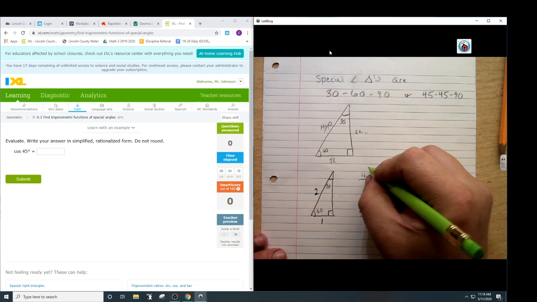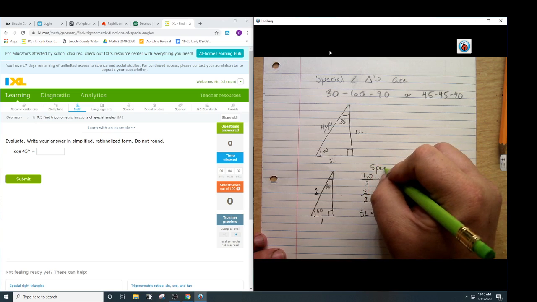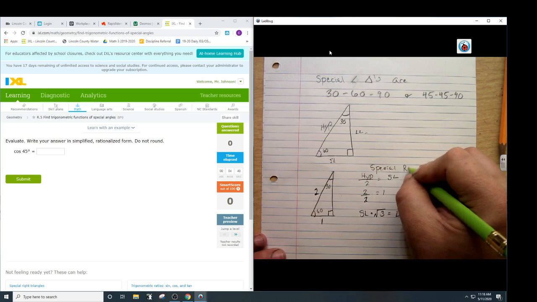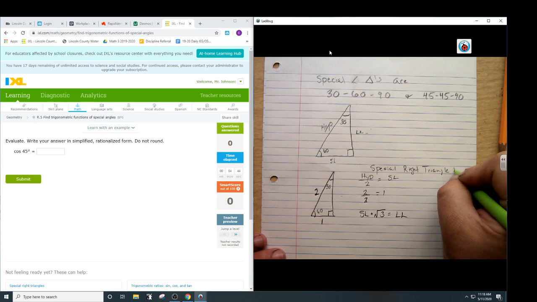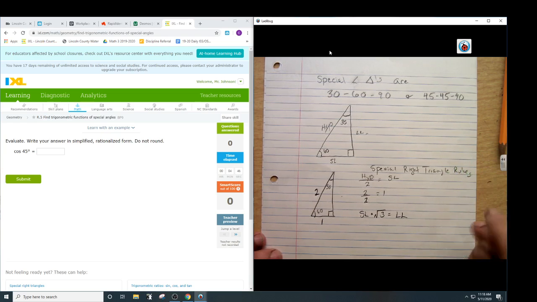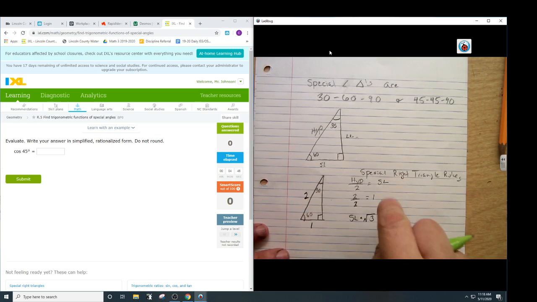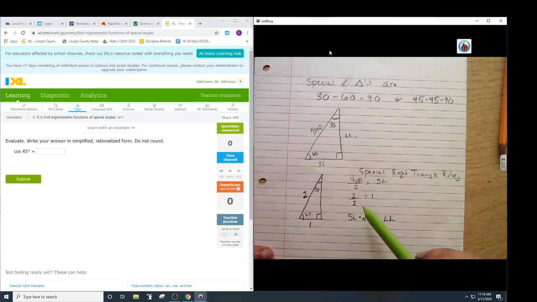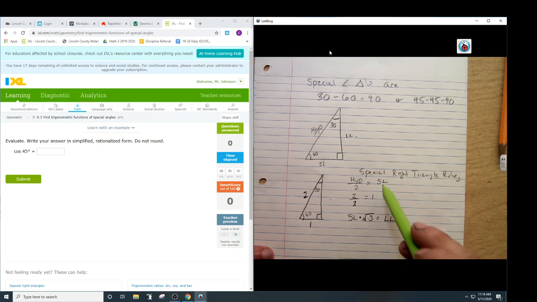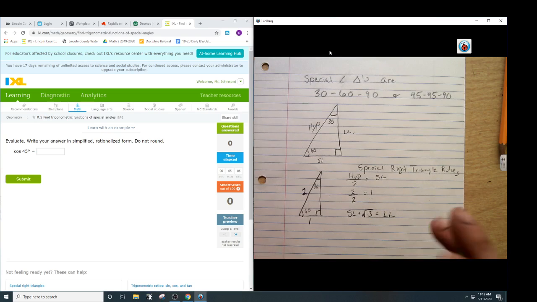Now, guys, these are your special right triangle rules. If you don't recall what I'm talking about, go back a couple weeks. I put up a PDF of this. You got your 30, 60, 90 rules, and you got your 45, 45, 90 rules. If you're not sure where I got these, go back a couple weeks and get these rules. You'll see where you have these rules written down, or I gave them to you on a piece of paper.